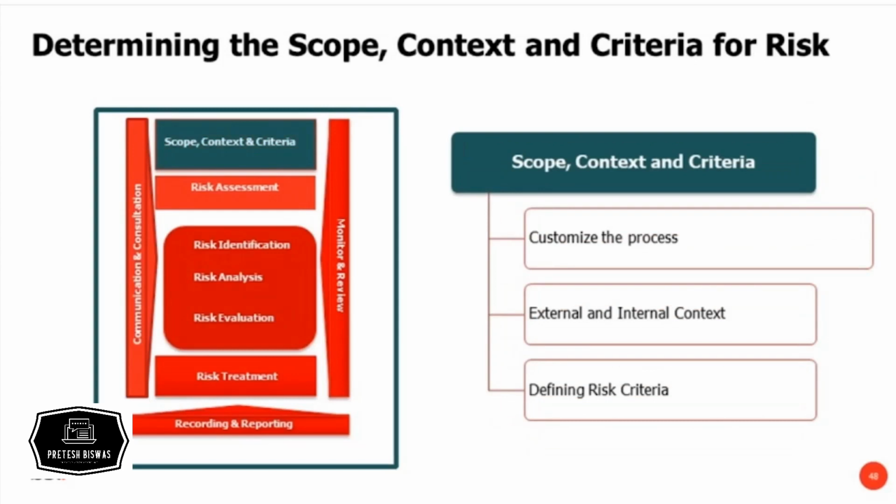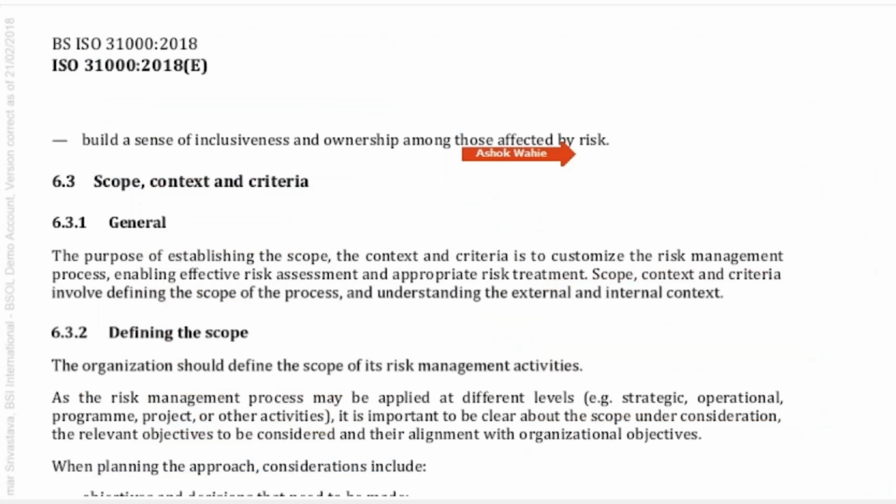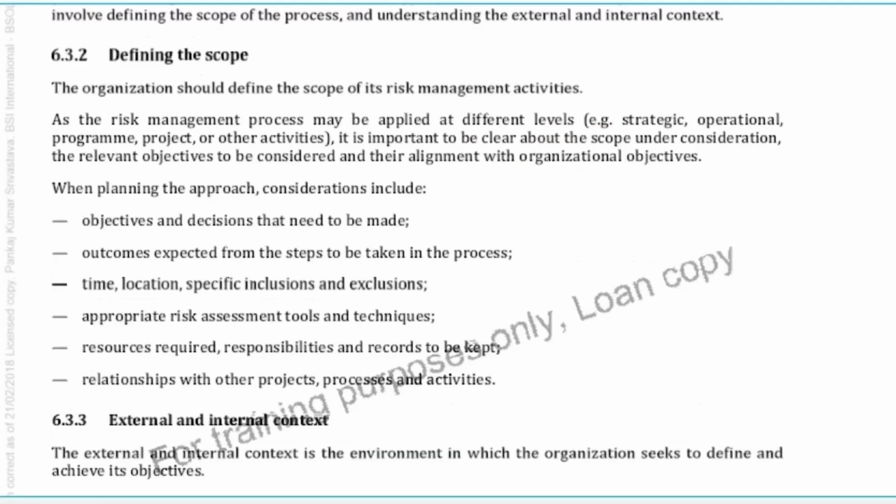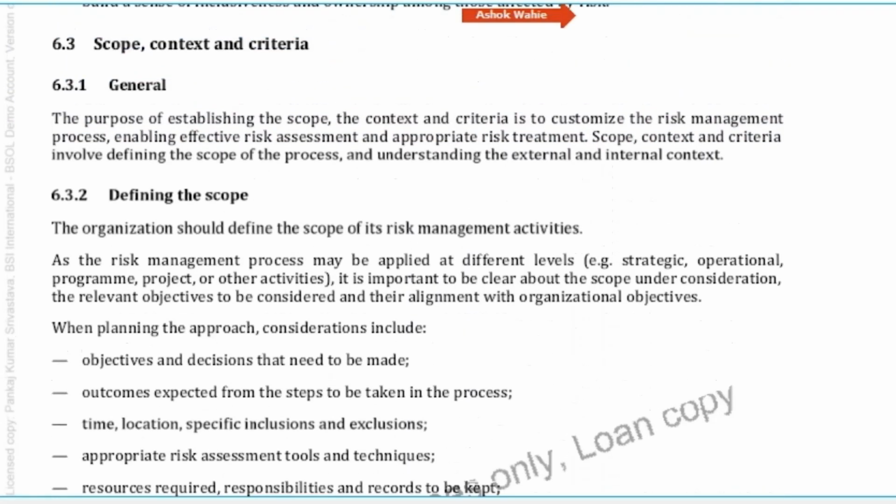Okay. Next, we come to scope, context, and criteria. Again, let us go through the standard. Take a minute to read the scope, context, and criteria, 6.3. Okay. So, what is the purpose of establishing the scope, context, and criteria? The purpose is that we need to customize this risk management process, enabling effective risk assessment and appropriate risk treatment.